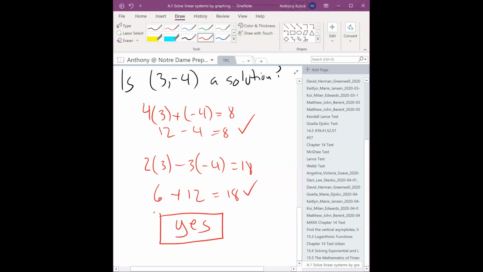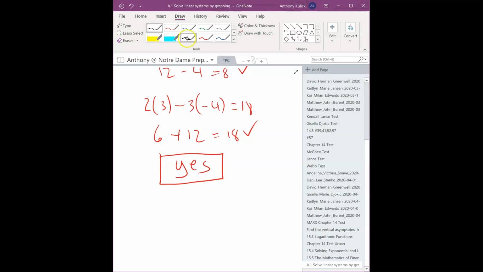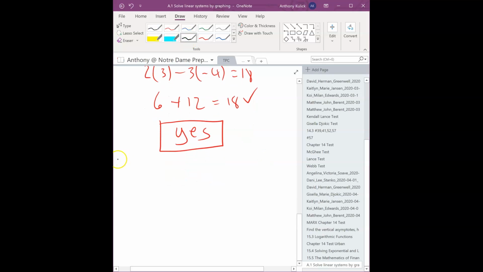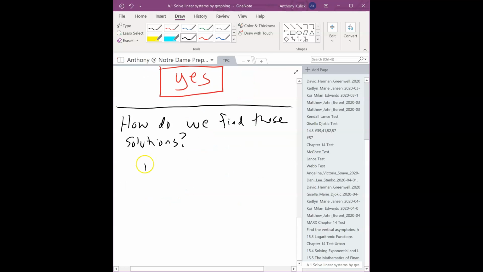Now the big question becomes, and the question we're really going to be addressing throughout most of this chapter, is how do you find these solutions? Well, one way to find a solution is through graphing. So one way is graphing.